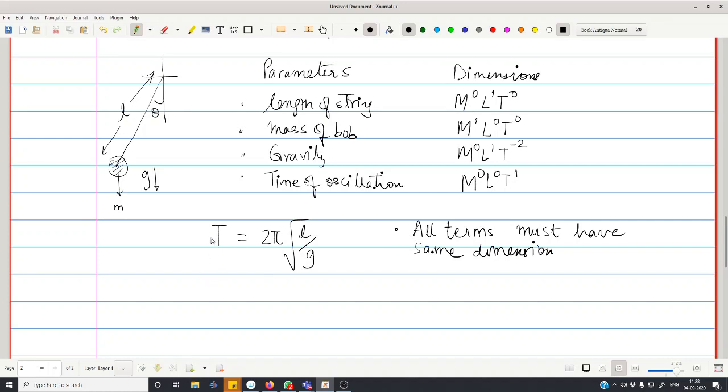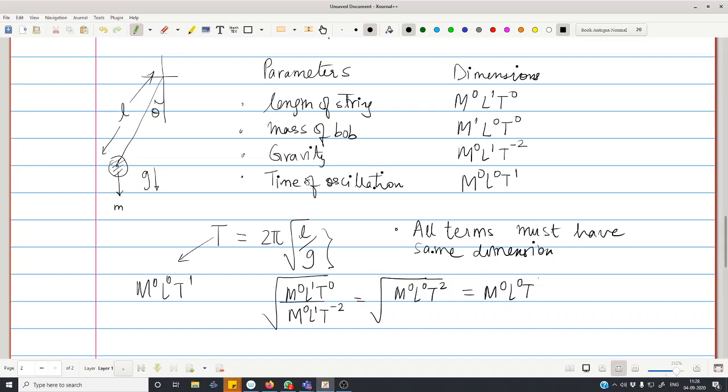What are the dimensions of T? M to the power 0, L to the power 0, T to the power 1. What are the dimensions of L upon g? Let us directly write it. It is the square root of m to the power 0 L to the power 1 T to the power 0 upon m to the power 0 L to the power 1 T to the power minus 2. Essentially, it is the square root of m to the power 0 L to the power 0 T to the power 2, which is nothing but m to the power 0 L to the power 0 T to the power 1. So obviously, square root of L upon g has the dimension of time.